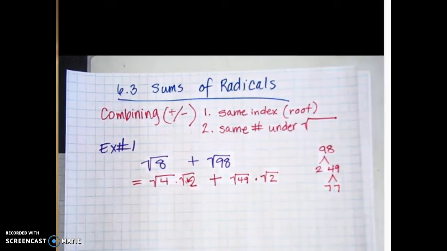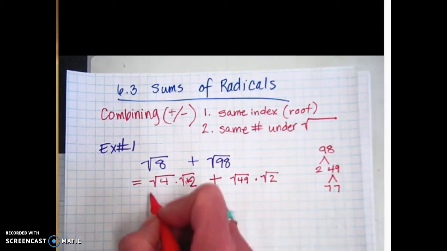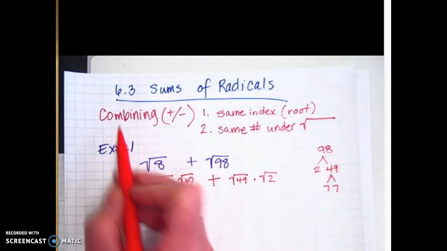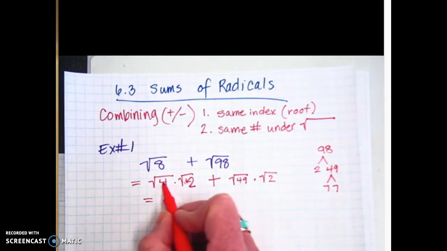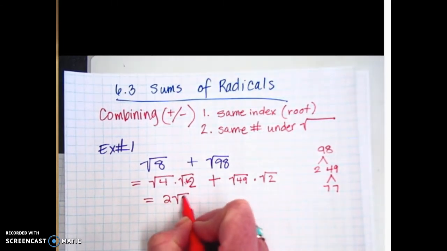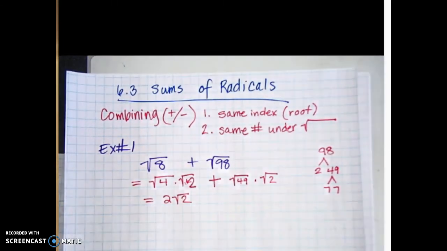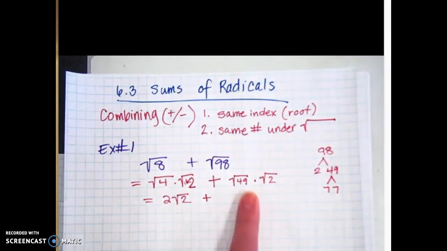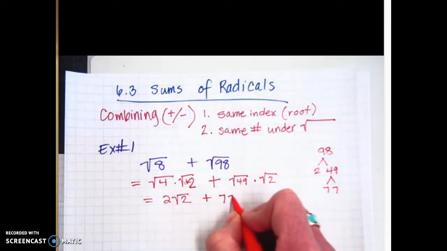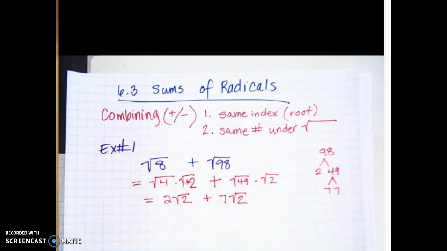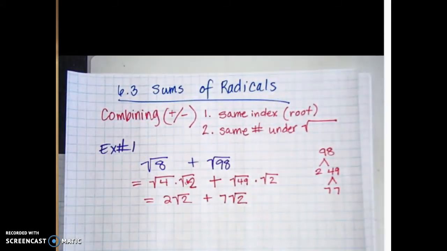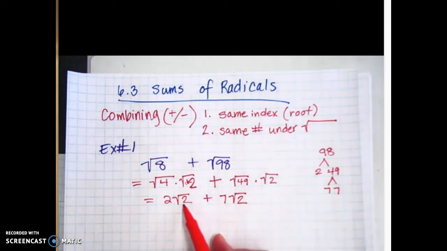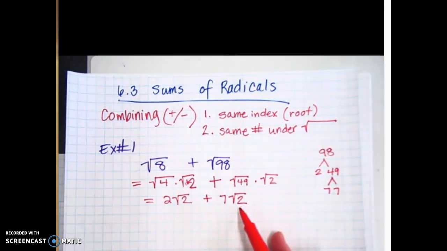And then when we simplify it, you're going to be able to see if you are going to be able to combine them. So the square root of 4 is 2, so you have 2 rad 2 for the first term, plus the square root of 49, which is 7, so 7 rad 2. And even though when you first looked at them, you thought, oh, they're not the same number under that radical, now they are. We have square root of 2 and square root of 2.